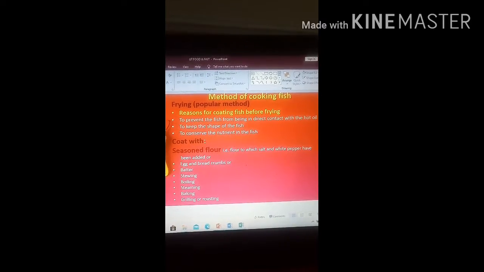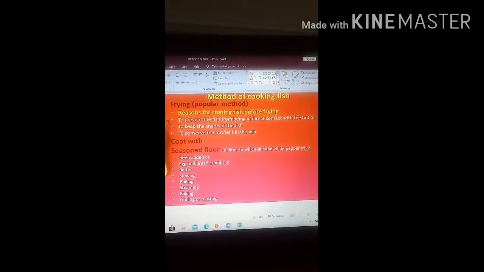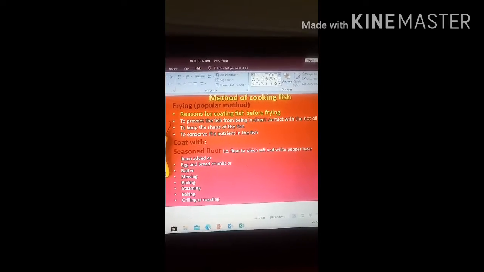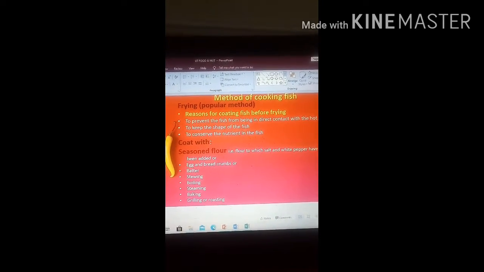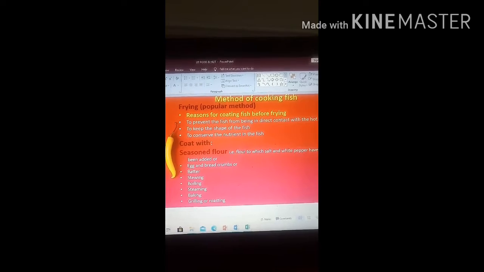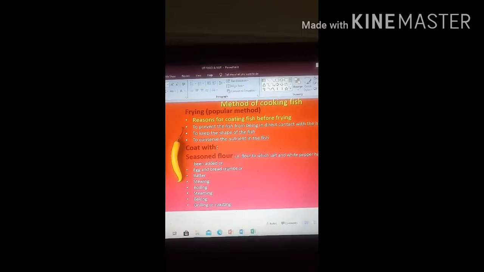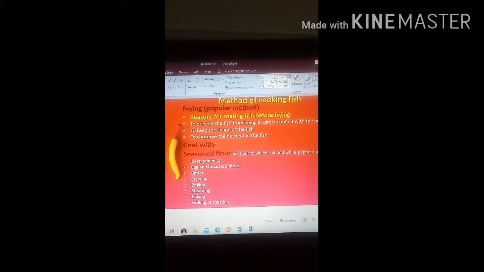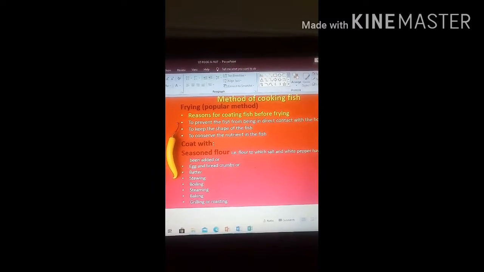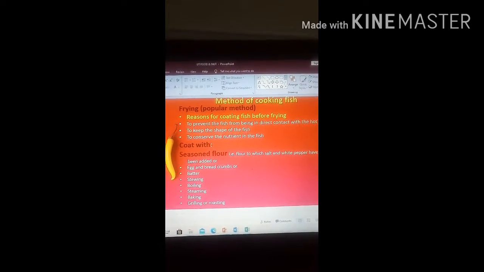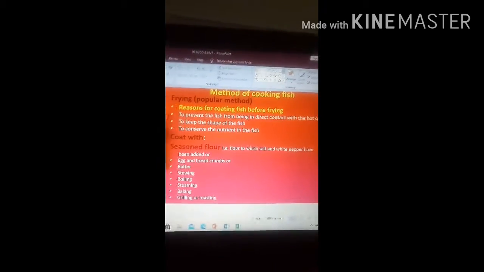Flour to which salt and white pepper have been added, or you can coat your fish with egg and breadcrumbs. You can coat your fish with butter. You can stew your fish. You can boil the fish. You can steam it. You can bake the fish. You can grill or roast the fish. So these are ways in which you can prepare your fish.